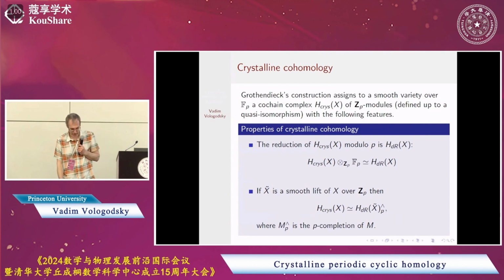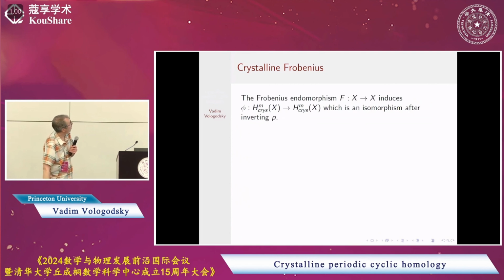So that's the idea, and I explained the first 3 items of my plan. Now I want to tell you about periodic cyclic homology. Sorry, first I need to tell you about the crystalline Frobenius. Every algebraic variety over a field of p elements, in characteristic p, has a fundamental additional symmetry, Frobenius. If your variety is given by equations with coefficients in Fp, you just raise every coordinate to the p-th power. It preserves the system. So by functoriality, it gives you an endomorphism of crystalline homology, which is in fact an isomorphism after inverting p.